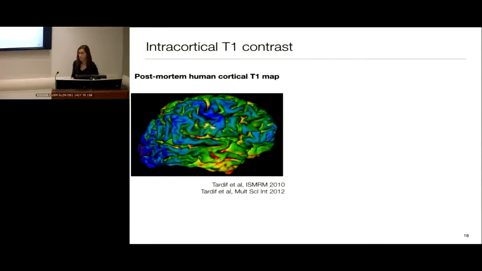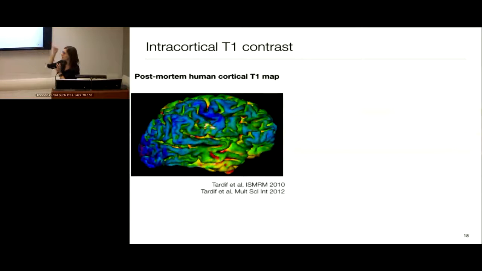And going a step further, if I actually took my data and plotted it onto the cortical surface, this is actually a T1 map, so you don't have any spatial non-uniformities due to the B1 field. Those have been removed. You actually see quite a lot of variation across the cortical surface, and this is actually normal for the most part.